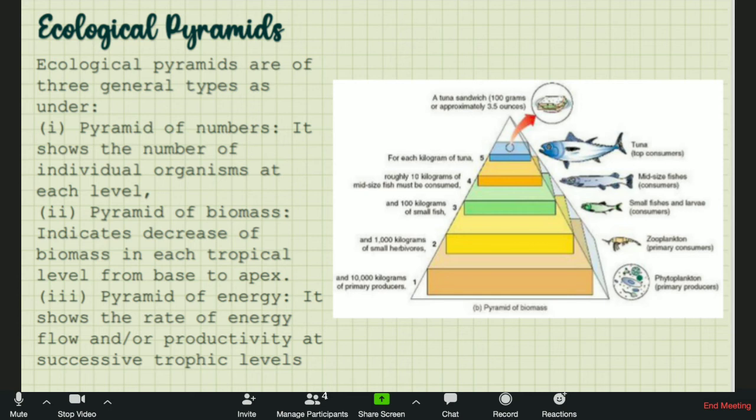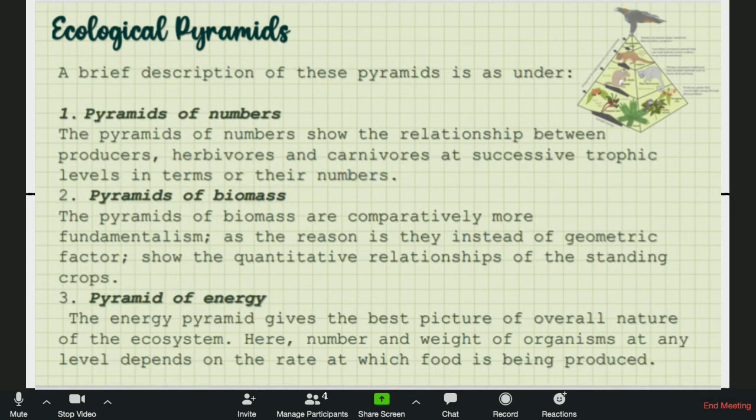Ecological pyramids are of three general types as under. The first one is the pyramid of numbers. It shows the number of individual organisms at each level. Second is the pyramid of biomass. It indicates decrease of biomass in each trophic level from base to apex. Third, the pyramid of energy. It shows the rate of energy flow and or productivity at successive trophic levels. A brief description of these pyramids is as under.